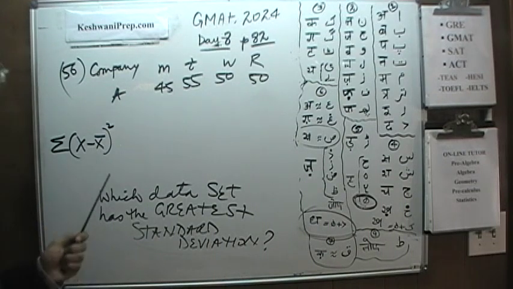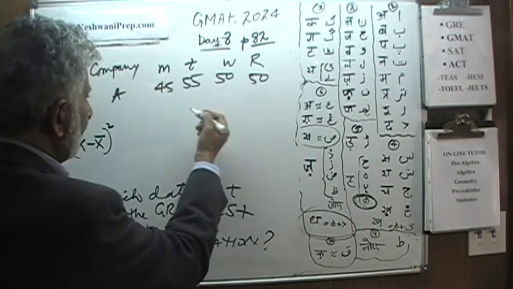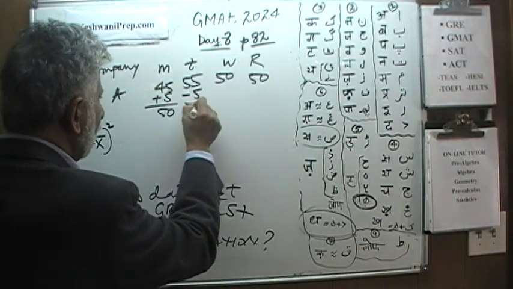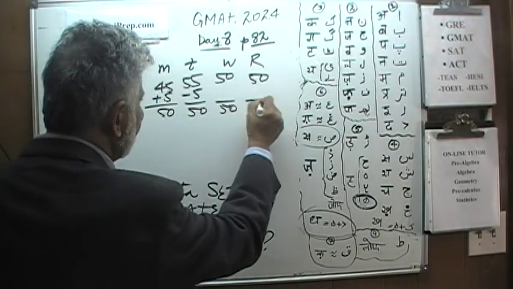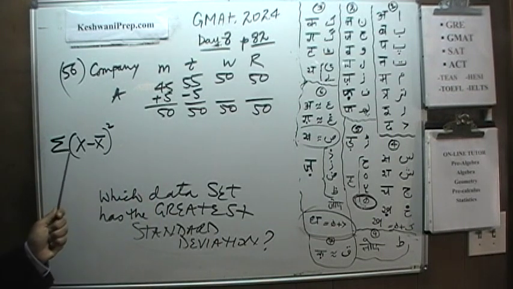But before we do any of this, we have to first find the average. The average of these four numbers is very simple. You take 5 from this one and give it to this one. Now they are all 50. In other words, the average for these four numbers is 50. So now we can continue.